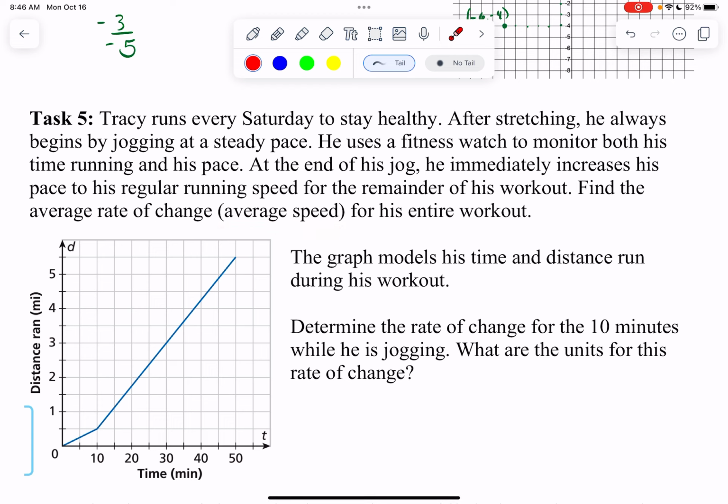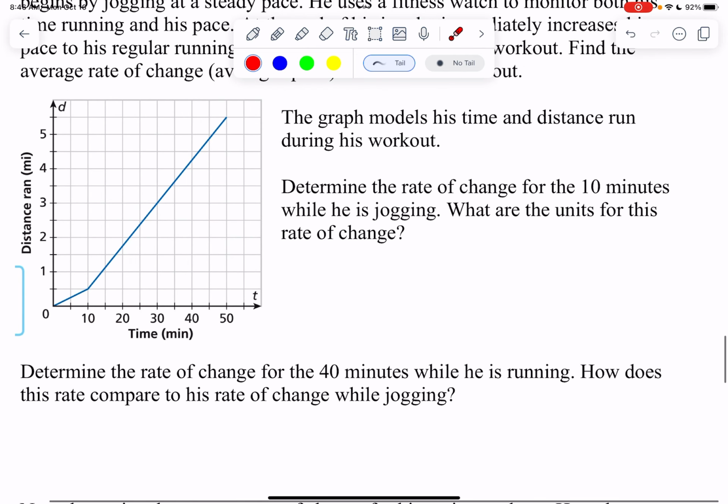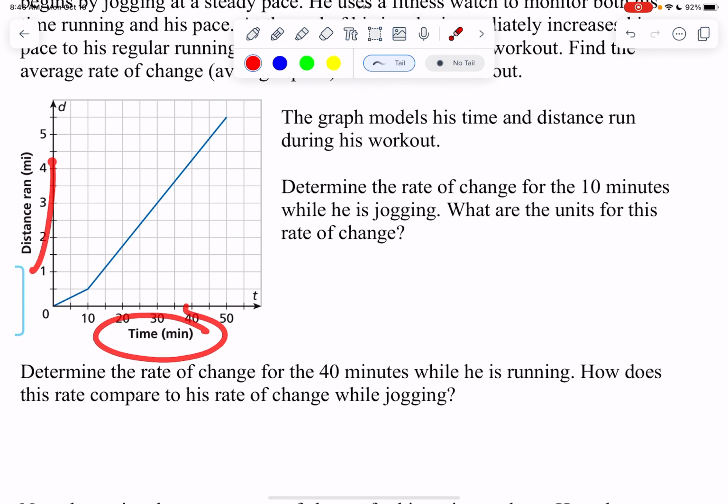The graph models his time and distance run during the workout. If you notice, here's time, here's distance run. From here to here, it has one steepness. So that's his jog.